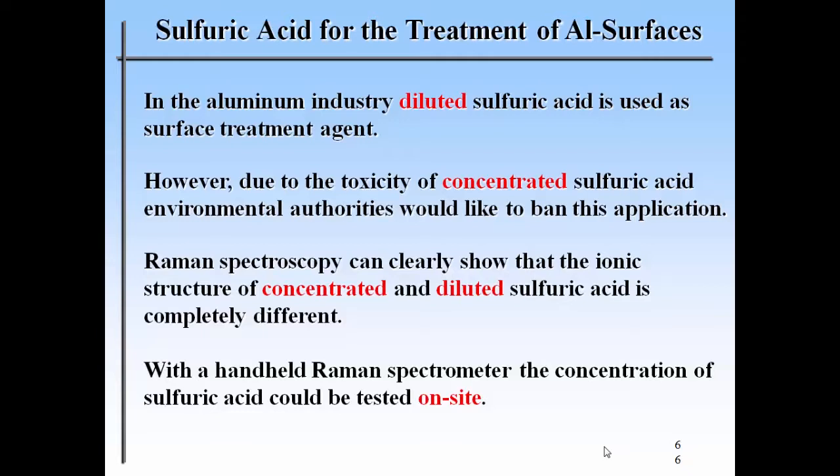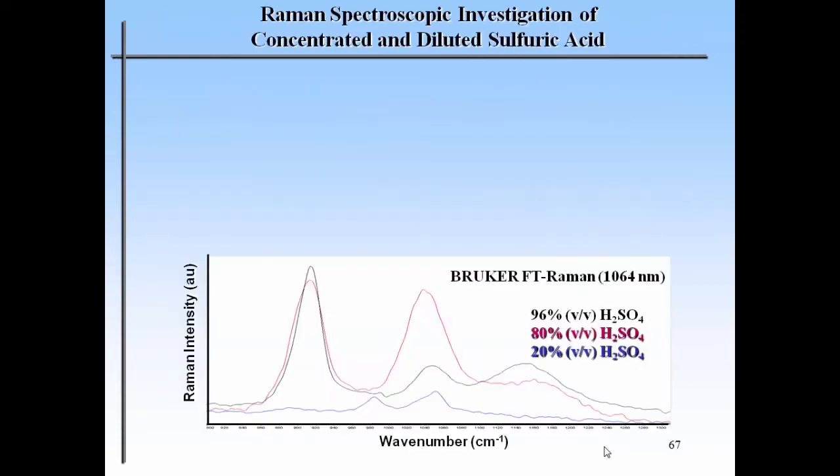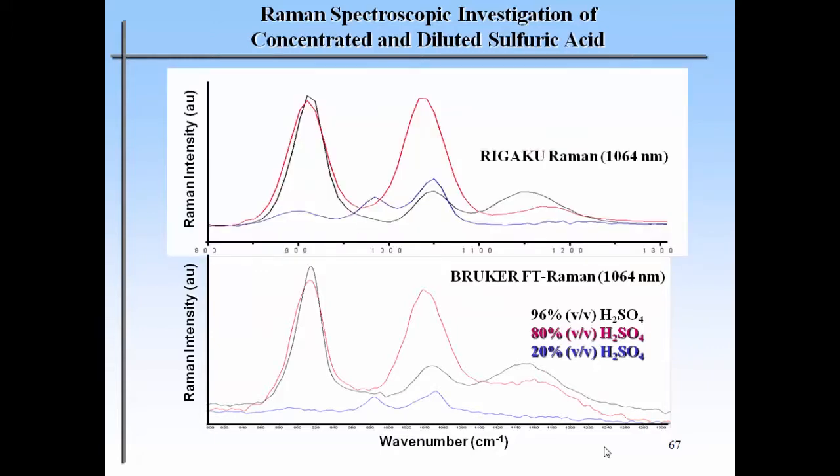And we showed that this could actually be tested on site if necessary. So an agent of such an environmental authority could come to the company and really test there the concentration of the sulfuric acid. These are three different concentrations measured with the laboratory instrument: 96% concentrated, 80%, 20%. And look at the Raman spectra, completely different. Same spectra with the handheld instrument. Everything is reproduced perfectly.